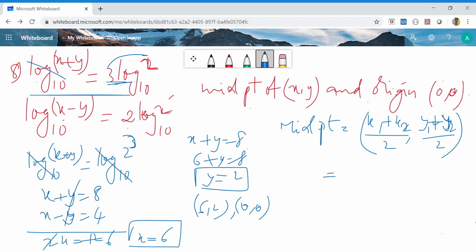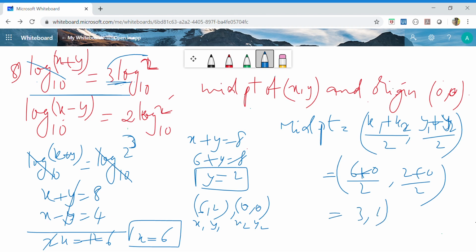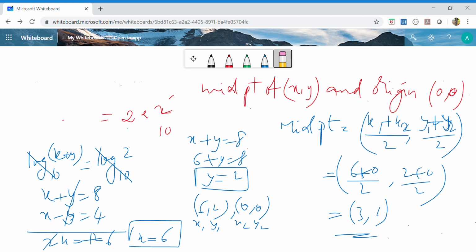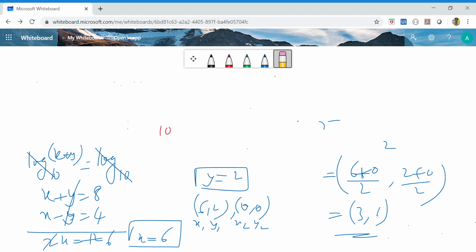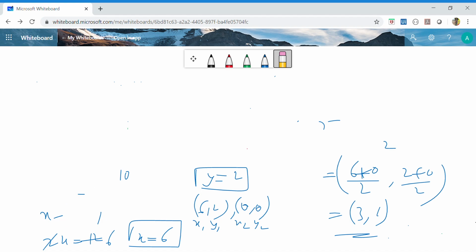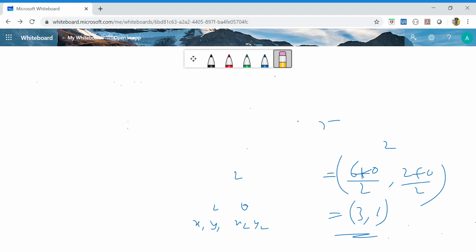So the midpoint is, this is x1, y1, x2, y2. (6 plus 0) by 2 and (2 plus 0) by 2. That is nothing but (3, 1). (3, 1) is the midpoint of the line joining the given points. So these are easy sums only if you solve.